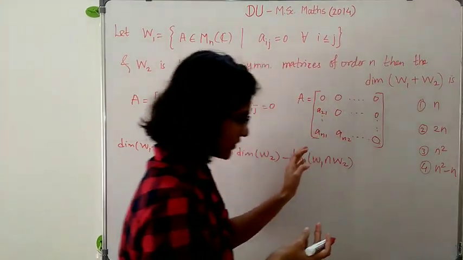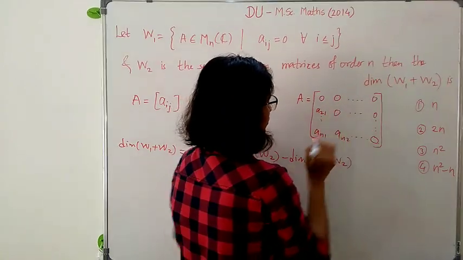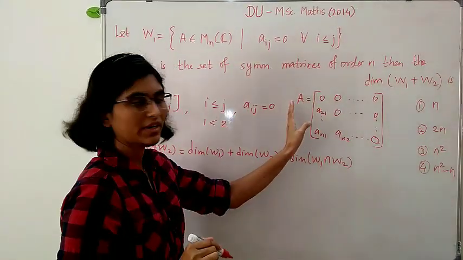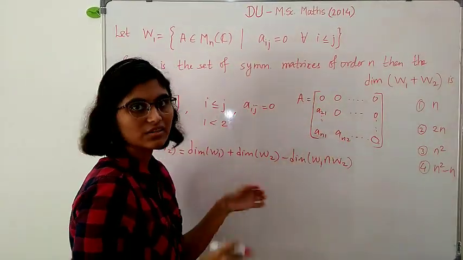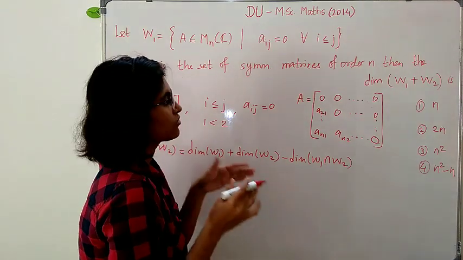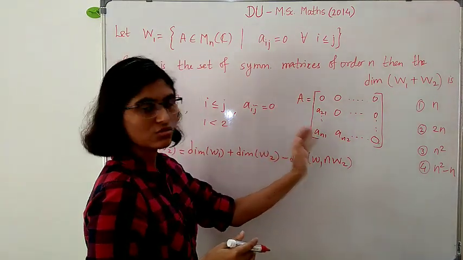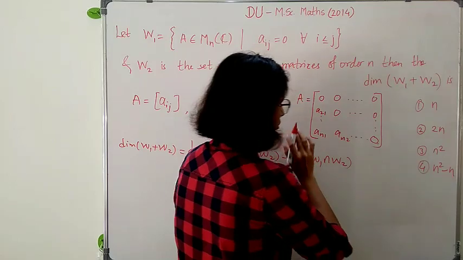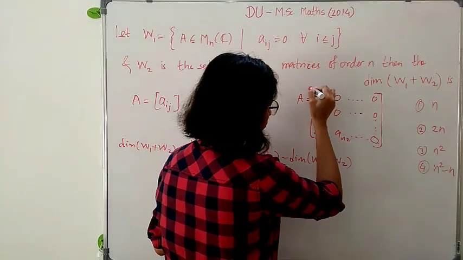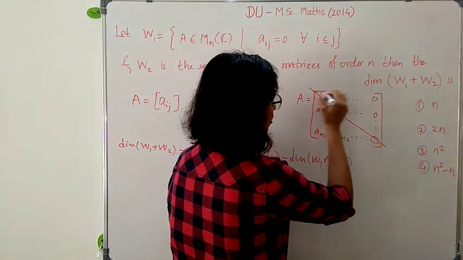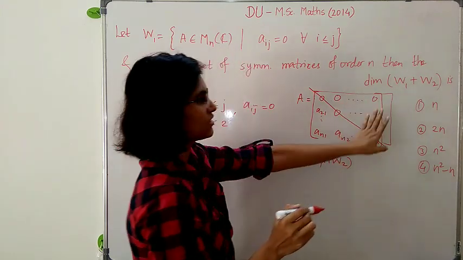And we know that whenever we want to find the dimension of this, we just take the non-zero entries. So what are the non-zero entries? So calculate all the non-zero entries. Now from this onwards we have all these entries are 0.